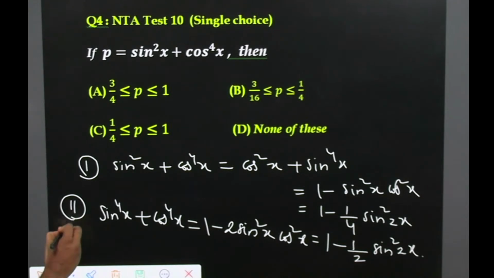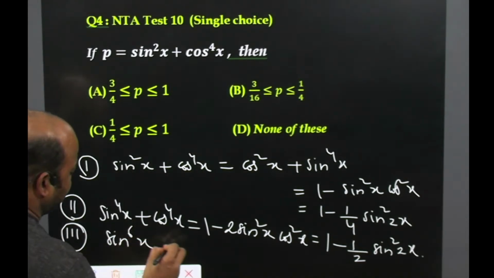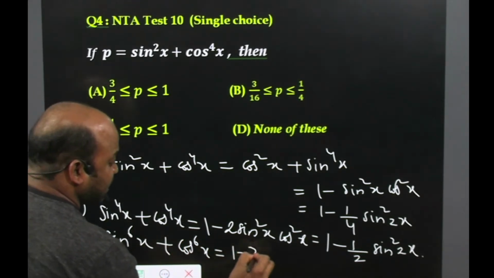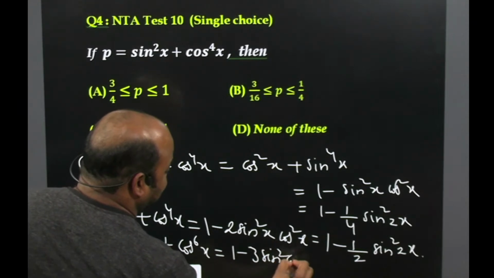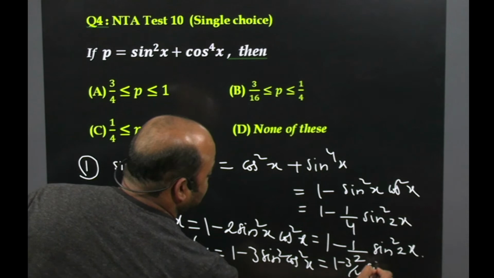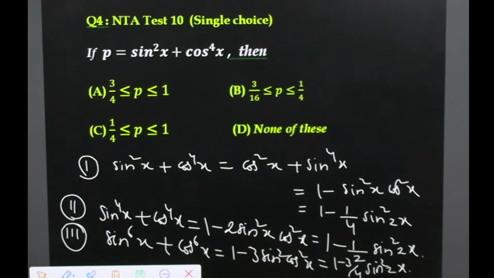And the next beautiful result you have to remember is sin power 6x plus cos power 6x can be written as 1 minus 3 sin square x cos square x, which can also be called 1 minus 3 by 4 sin square 2x. Quickly write it down. Can you quickly write it?